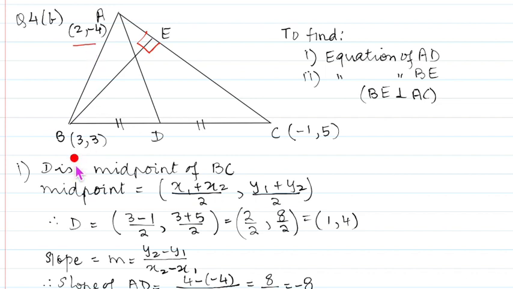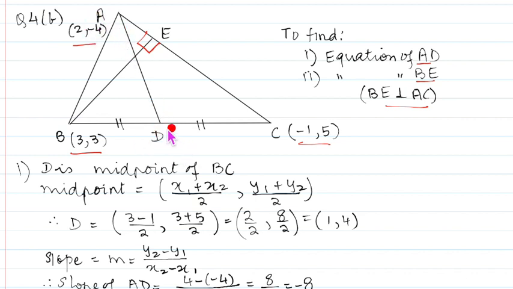We have to find the equation of that. I have written the vertices here with their coordinates. Find the equation of AD and the equation of BE, where BE will be perpendicular to AC. To begin with, if I have to find the equation of AD, I need the slope and I need the point. Now point is already there. How about the slope? We need to find the slope.